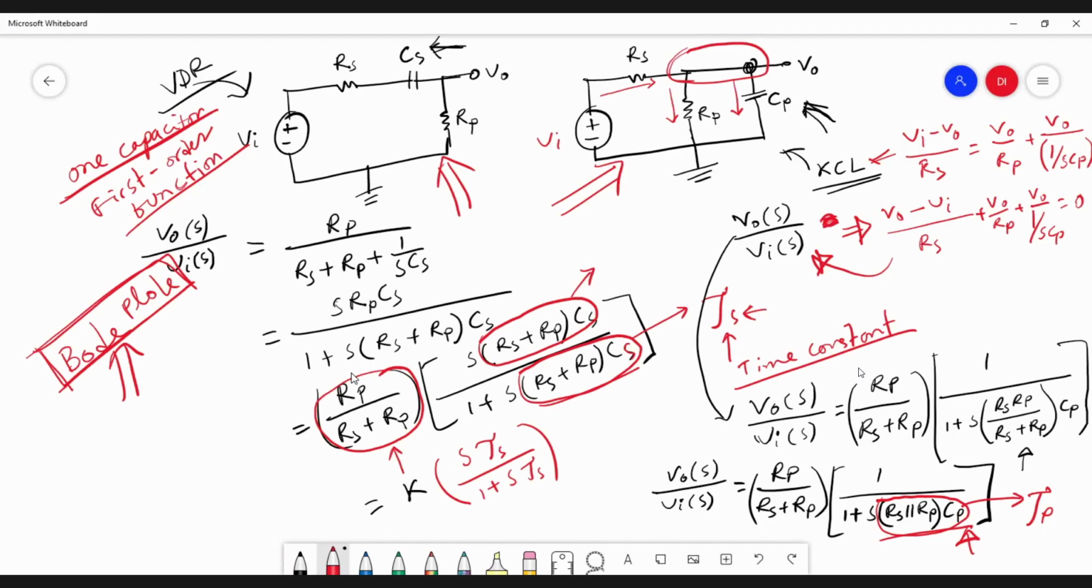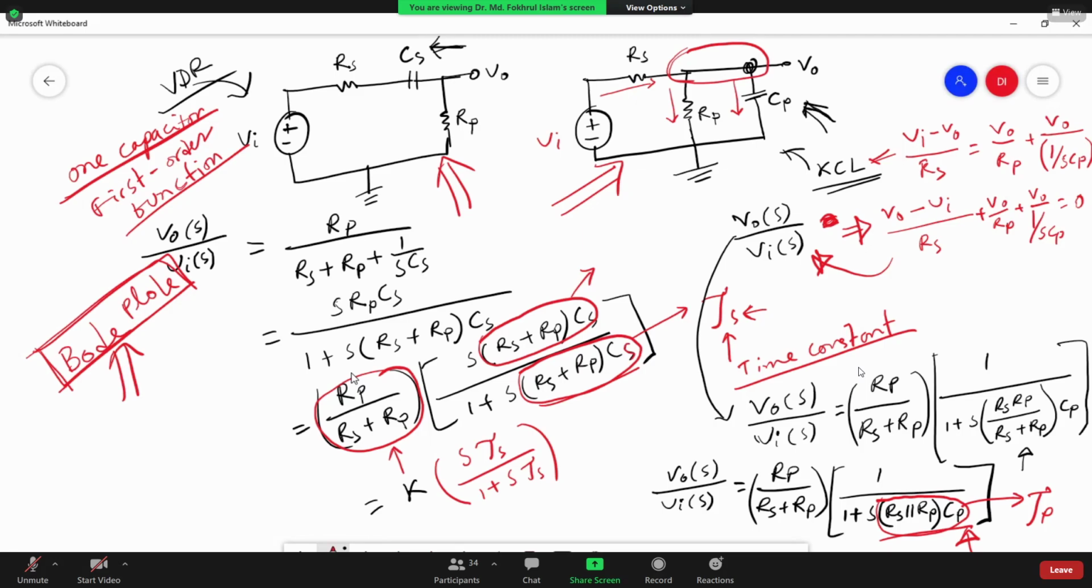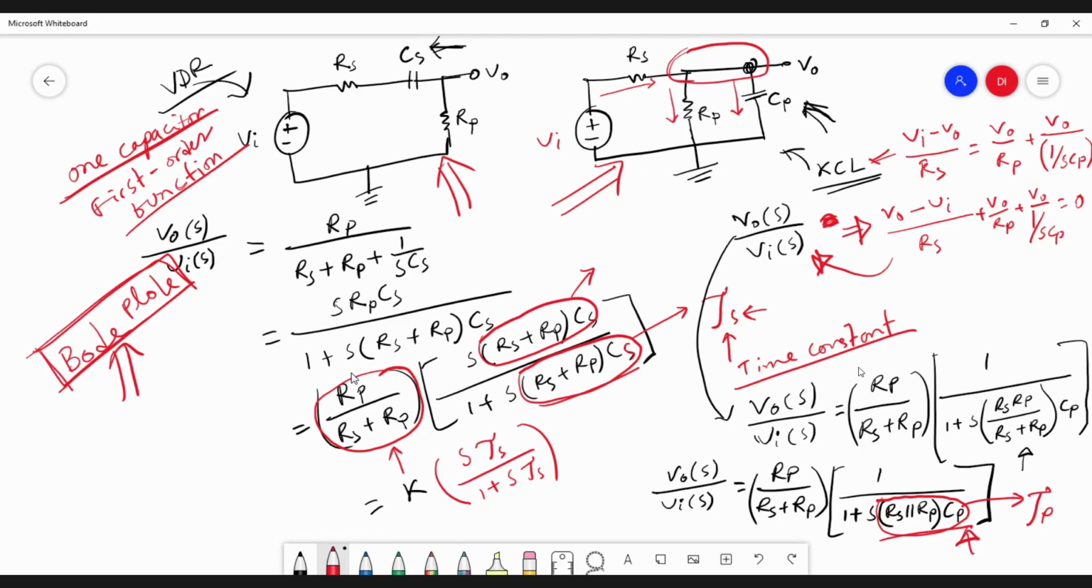Yes, sir. The Bode plot includes the magnitude versus frequency and phase versus frequency. You can keep in mind simply that the Bode plot is nothing but the plot of the transfer function versus frequency, and the transfer function includes the magnitude and phase since it is a complex function. So the Bode plot will include the gain versus frequency and phase versus frequency.